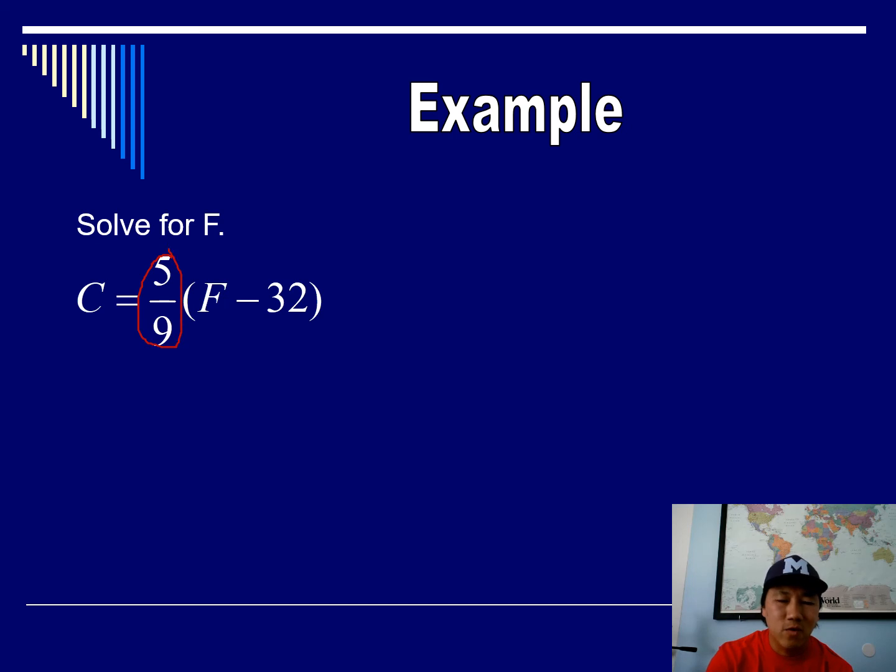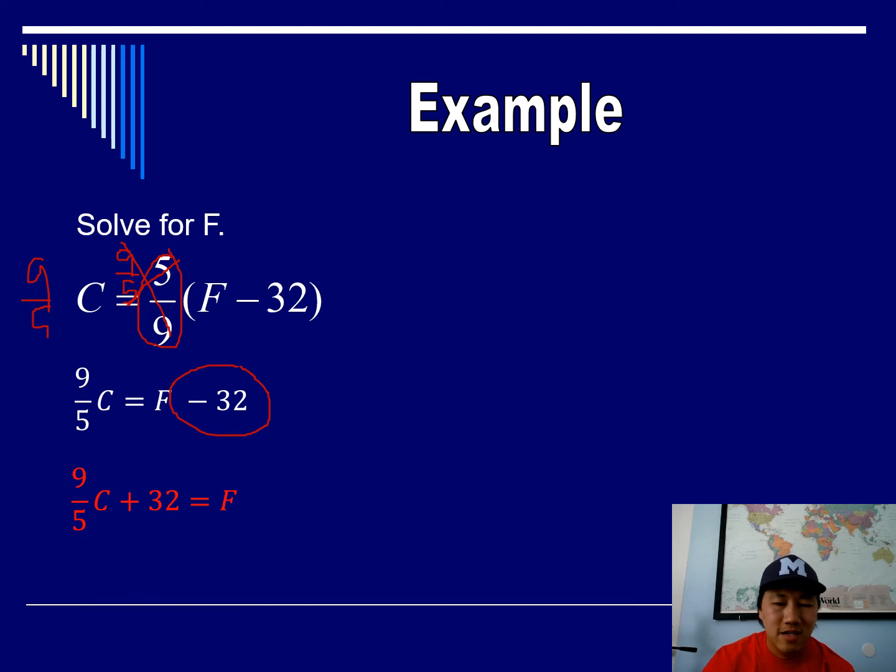Alright, just like before, to get rid of the fraction, you just multiply both sides by the reciprocal. So 9/5. And this 9/5 cancels with the 5/9. And so we have 9/5c is equal to f minus 32. And then to get rid of the 32, you just have to add it to the other side to get 9/5c plus 32 equals f.